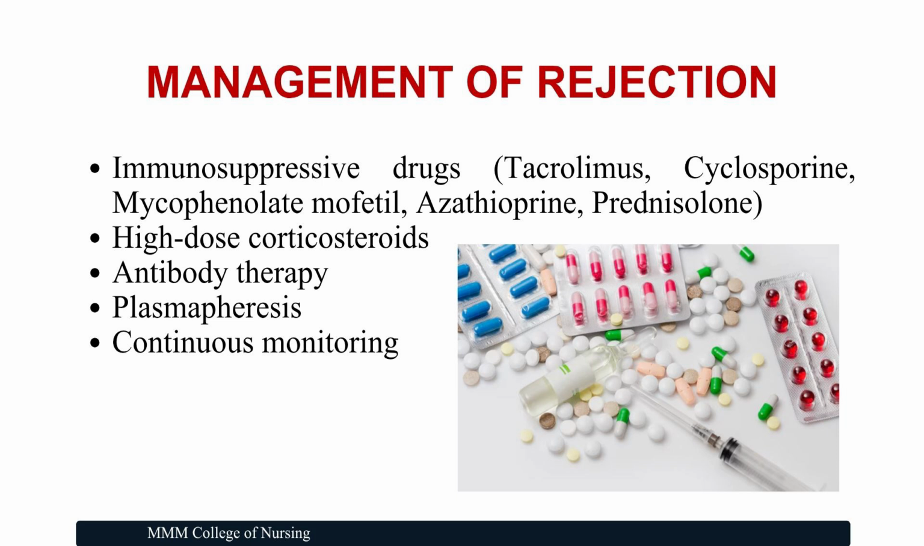First one is immunosuppressive drugs such as tacrolimus, cyclosporine, mycophenolate mofetil, azathioprine and prednisolone. And next one is high dose corticosteroids for acute episodes. And third, we can give antibody therapy in more severe and antibody mediated cases. Next, plasmapheresis, that is the removal of harmful antibodies from circulation. And the main thing is continuous monitoring to track the patient's response to treatment.